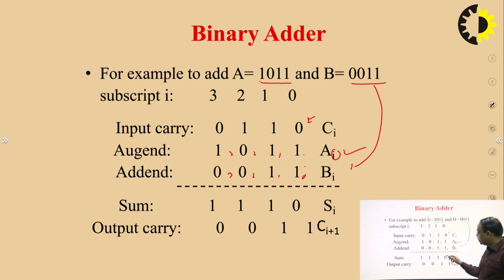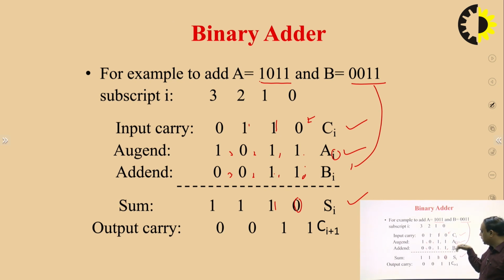1 plus 1 is 0, and we have carry 1. 1 plus 1 again gives carry 1, and these two bits are 0, the 1 as it is and the 1 as it is. So this is the sum that is generated, and this is the carry that is generated.